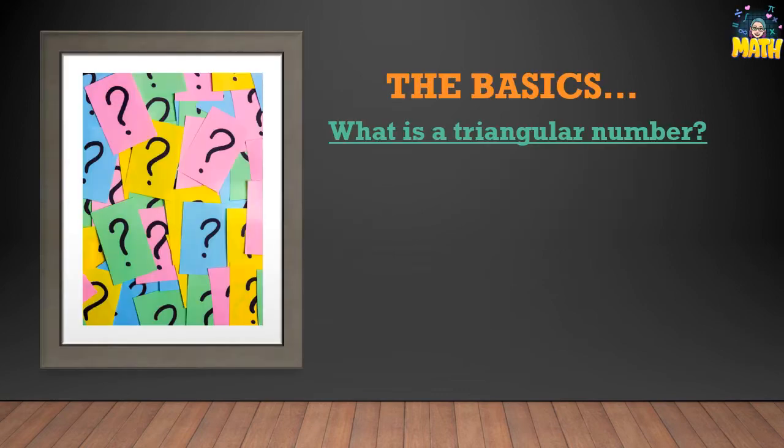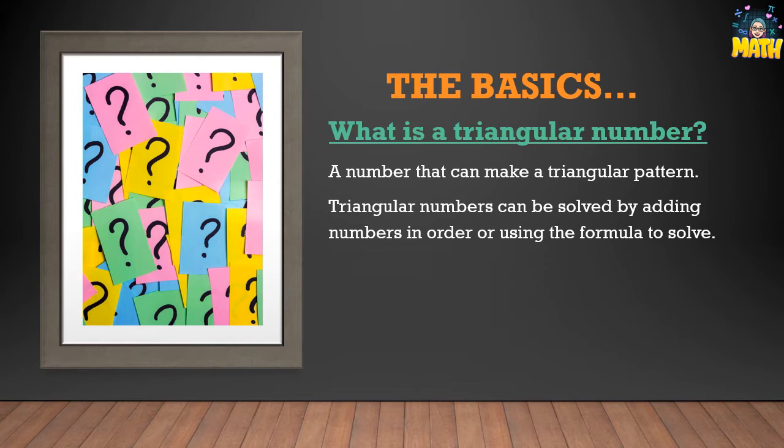So the basics of a triangular number. What is a triangular number? You totally asked me that, right? Yeah, okay. So a number that can make a triangular pattern. If you look at the proper definition, it says a triangular dot pattern, but I use squares, so I took the word dots out. So triangular numbers can be solved by adding numbers in order or using the formula. The formula is going to look confusing to start with, but it is actually very, very easy.